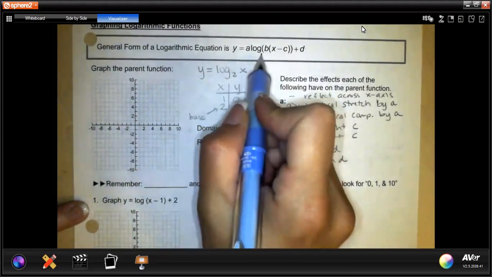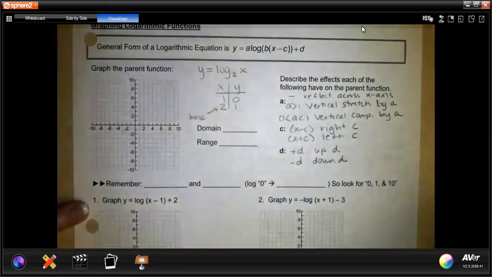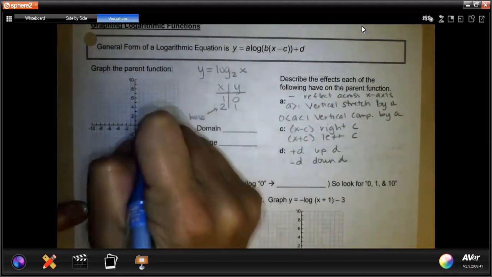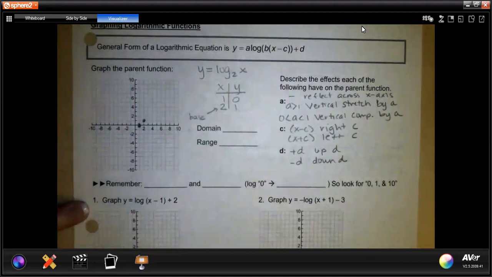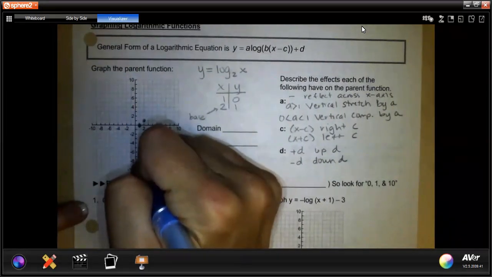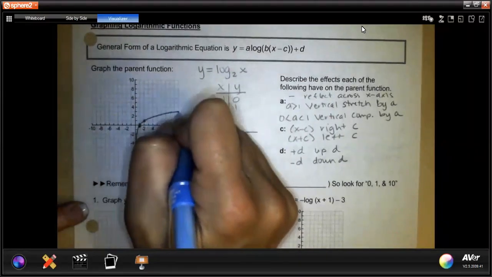If we talked about this one, the base is 10, so this would be (10, 1). So whatever that base is, it's going to give you that second point. So we've got a point at (1, 0) here, and then we've got a point at (2, 1). We've got a vertical asymptote on the y-axis, so this gets really close, and then it shoots out to the right there.